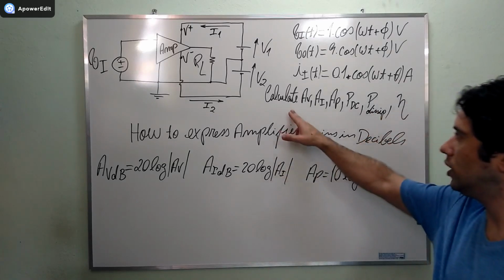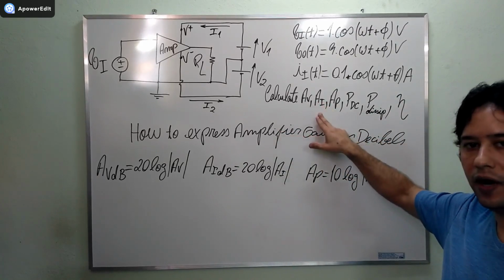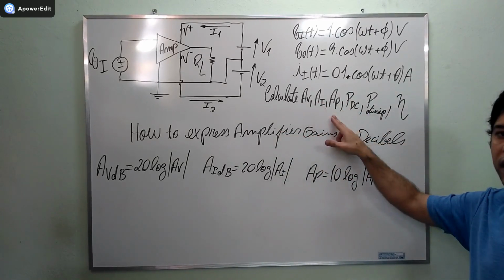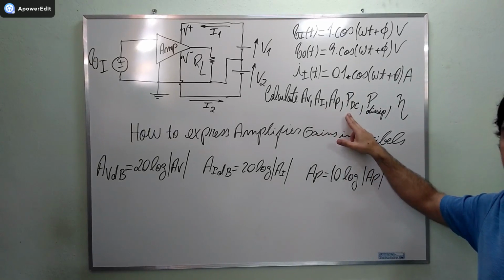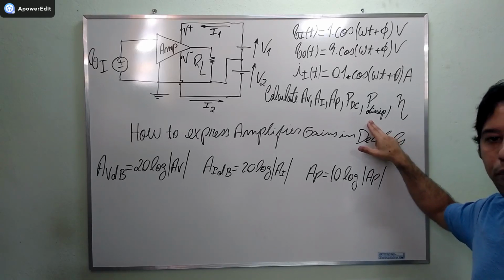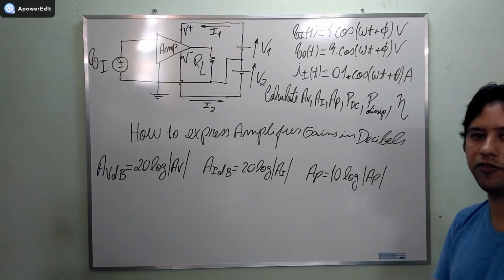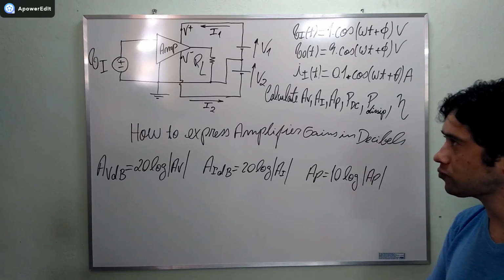Okay, and we want to calculate the voltage gain, the current gain, the power gain, the power drawn from the DC supplies, the power dissipated within the component, and the efficiency of the component, the efficiency of the amplifier.